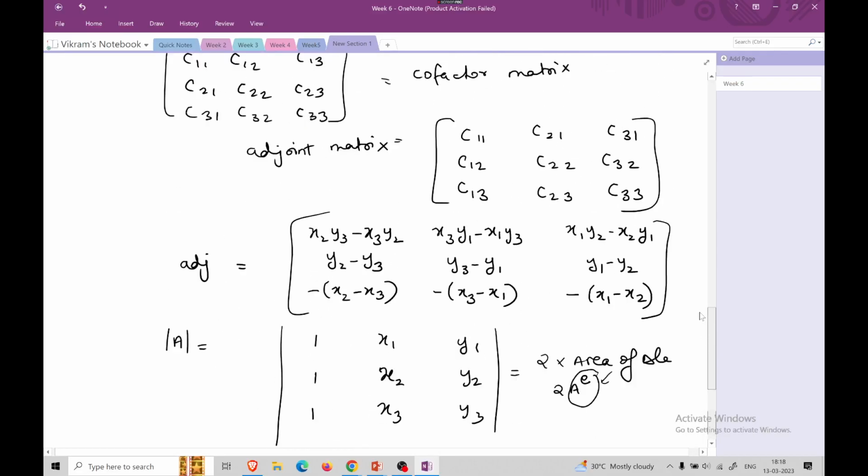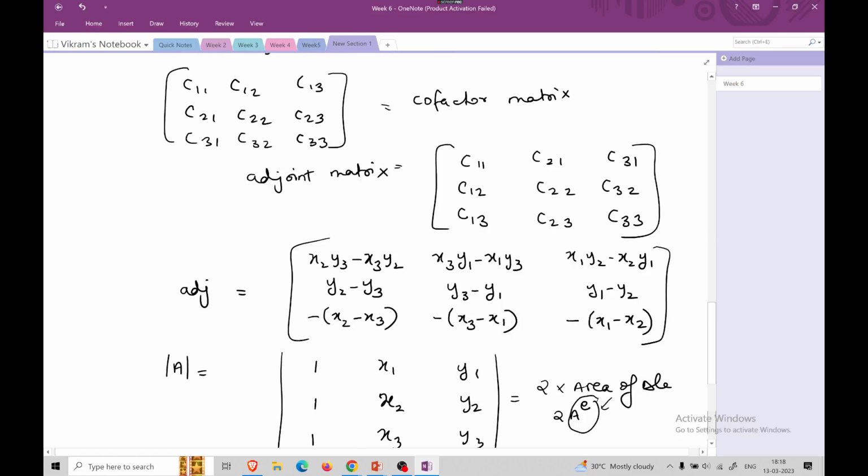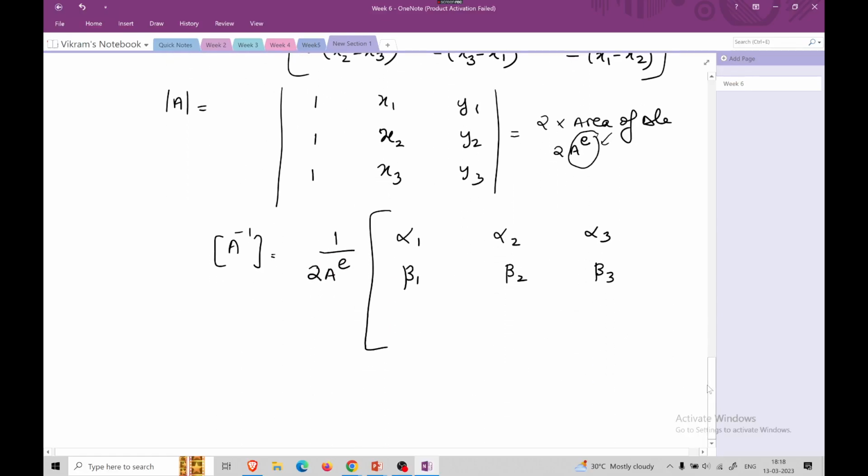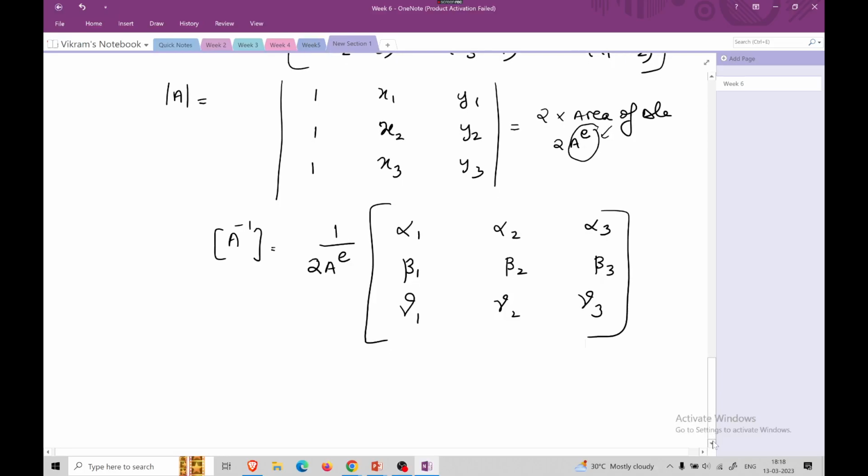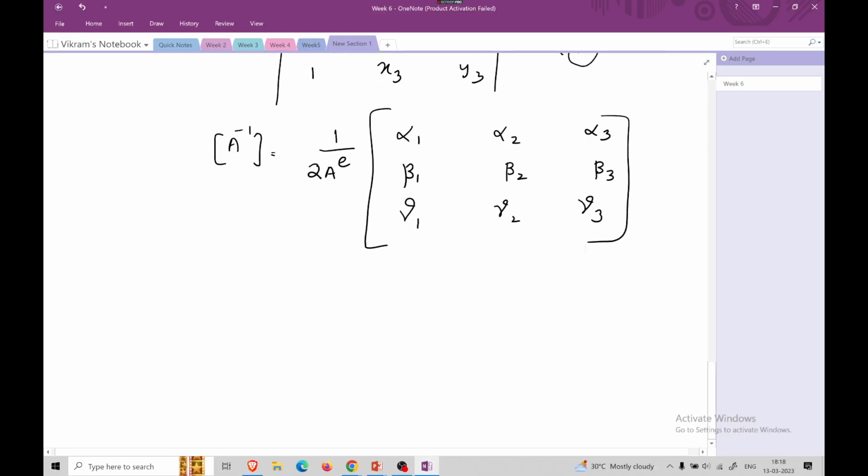These terms I am mentioning as alpha 1, alpha 2, alpha 3. Similarly, this will be my beta 1, beta 2, beta 3. This will be my gamma 1, gamma 2, gamma 3. We would have already seen this in the lecture. So once again I am writing here.